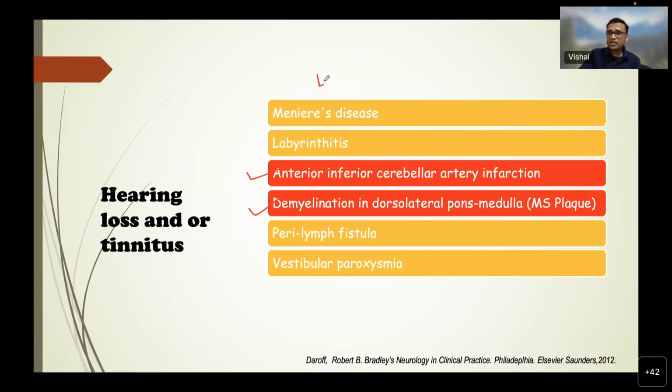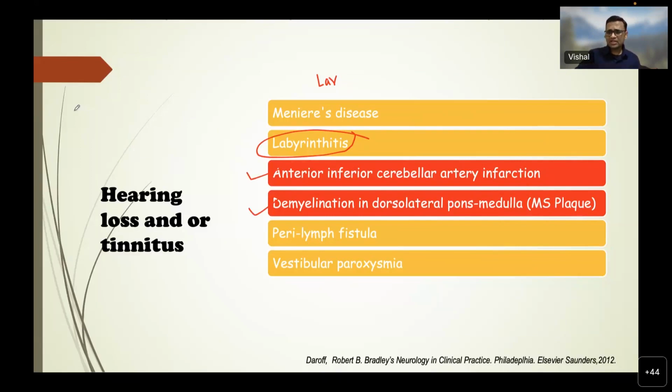And one thing I forgot to mention is labyrinthine infarction. For example, we know about labyrinthitis. Inflammation of the labyrinth is labyrinthitis, or inflammation of the vestibular nerve is vestibular neuritis. But patients can have isolated occlusion or embolism of the end artery which supplies the labyrinth, that is labyrinthine infarction, and it can totally mimic a patient with labyrinthitis. So it's very important to differentiate between this inflammatory versus vascular etiology.